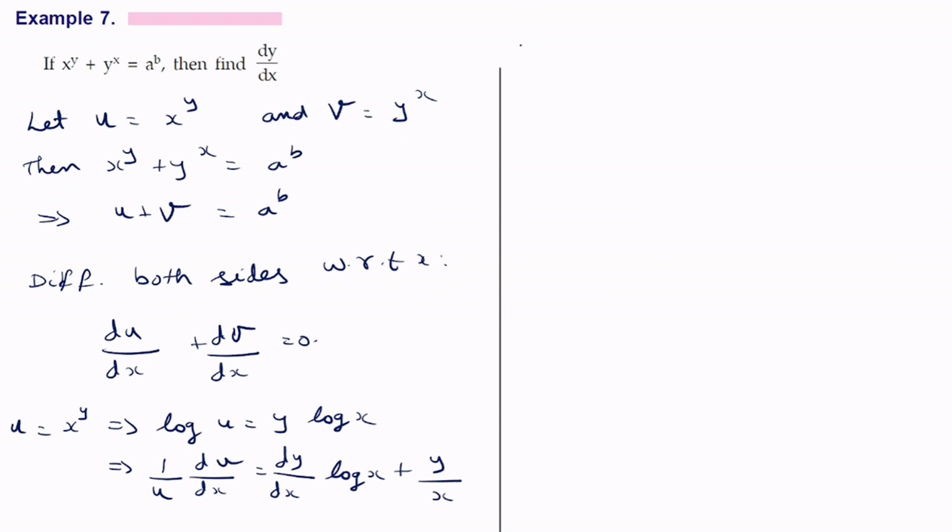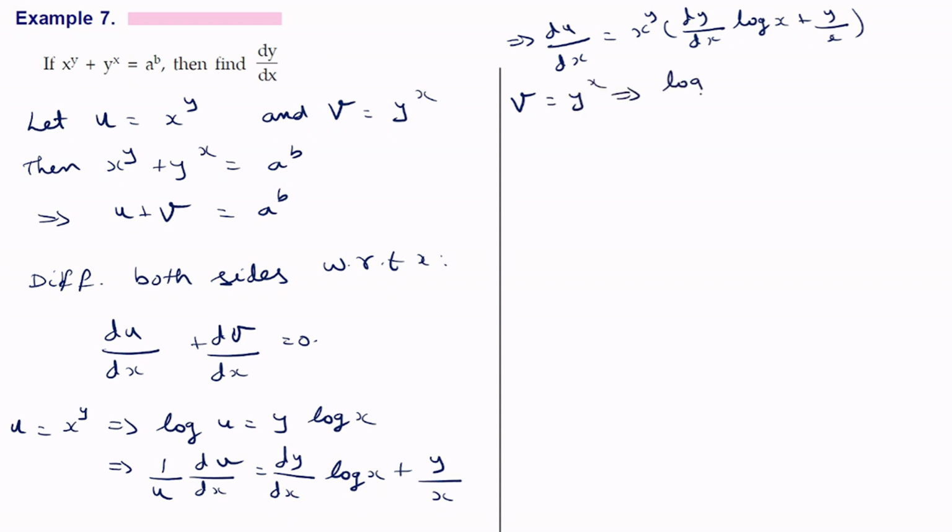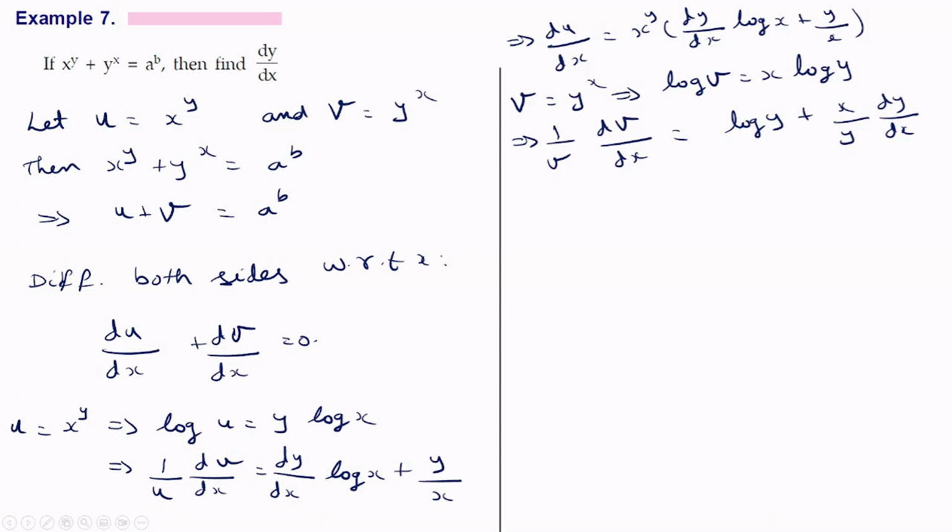This is 1 by u du by dx. So from this we get du by dx equal to u into (dy by dx log x plus y by x). But u we have taken as x raised to y. So this is equal to x raised to y into this term. Now v equal to y raised to x implies log v equal to x log y. Now let us differentiate both sides with respect to x. So we get 1 by v dv by dx equal to, here we have to use product rule, so it is log y plus x by y dy by dx. So here we get dv by dx as v into this term. v is y raised to x.